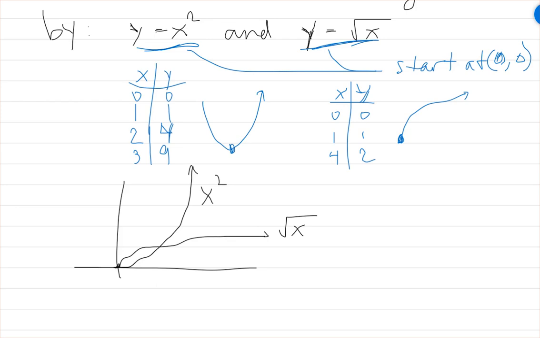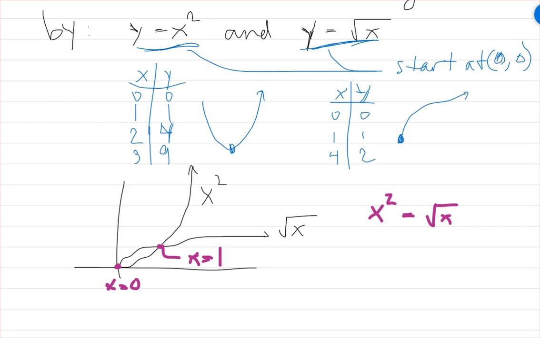And what do we know? Just by looking at these two tables, we know that our intersections are x equals 0 and x equals 1. What if we had to find these algebraically? You'd say x squared equals the square root of x.